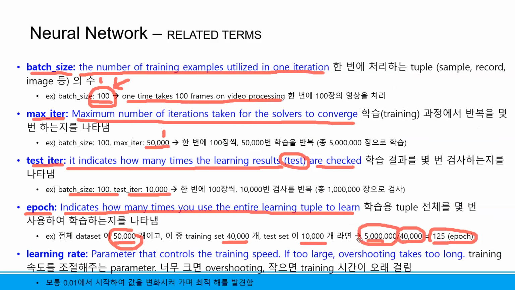There will be another kind of parameter, learning rate. It really depends on the problems. Usually we use the learning rate with a very low number, because if it is too large, it will overshoot, or the overshooting takes too long.